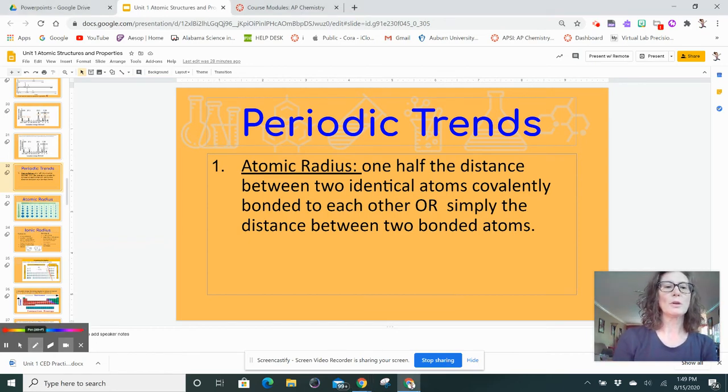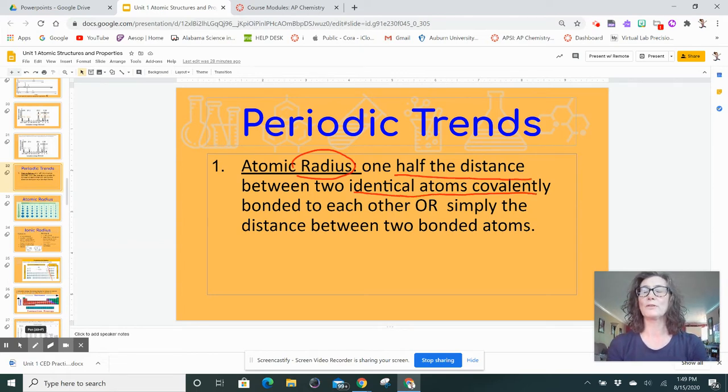All right, so periodic trends. The periodic table is arranged by the atomic number, but there are certain trends or patterns that we see when we arrange it that way. So the first is atomic radius. Remember, the atomic radius is half the distance between two identical atoms that are covalently bonded together, or it's simply the distance between two bonded atoms, okay?